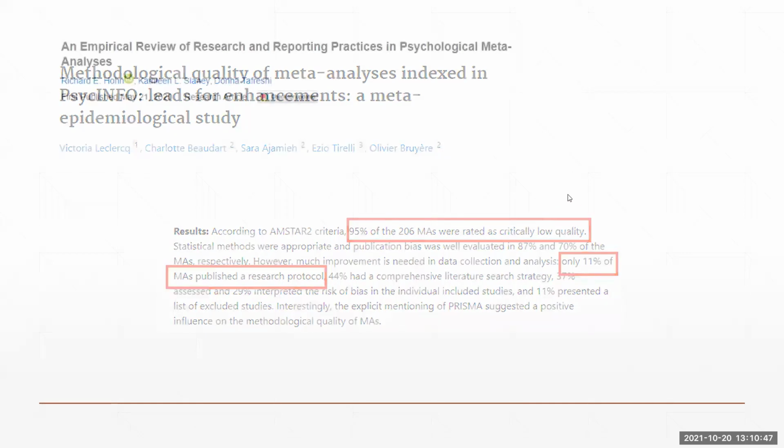The second study is called An Empirical Review of Research and Reporting Practices in Psychological Meta-Analysis, and it was also published in 2020.